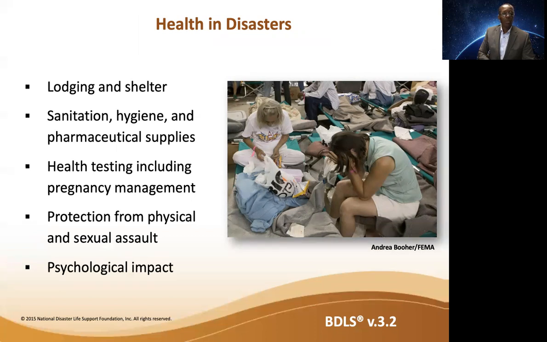Pharmaceuticals. People would need access to medications that may have been lost in a disaster, including birth control pills and supplies. Sanitation. Adequate sanitation is critical to good health. Hygiene supplies. Disasters do not stop menstrual cycles. Appropriate supplies must be available.